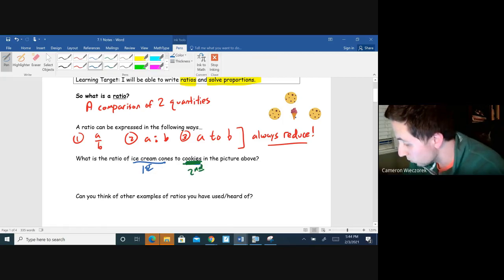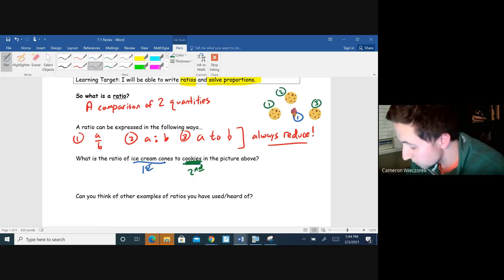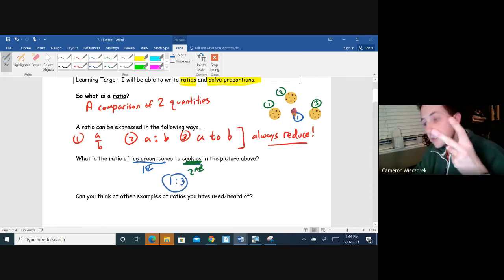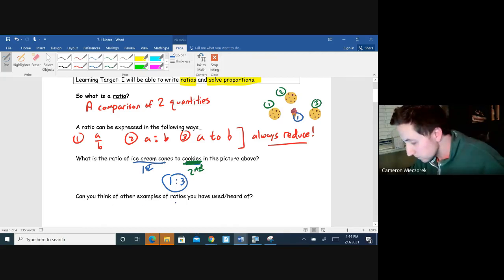So I count one ice cream cone, and I count 1, 2, 3 cookies. So this would be a 1 to 3 ratio. If I said cookies to ice cream, then it would be 3 to 1. So it's important that you look at the order they list it.